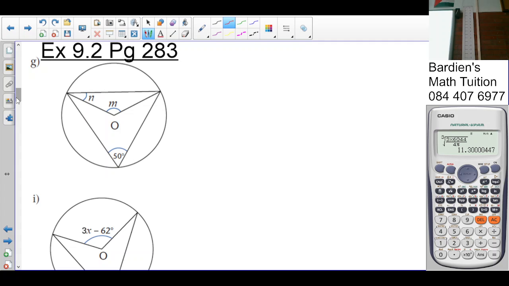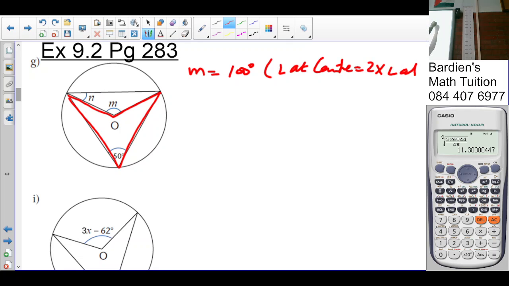The next one, we can calculate M. How are you going to calculate M? Again, angle at center is twice angle at circumference. Can you see that, people? M is equal to 2 times 50, which is 100 degrees. Why? Angle at center equals 2 times angle at circumference. Okay, it's 100 degrees.